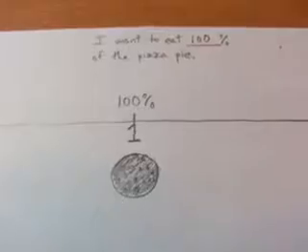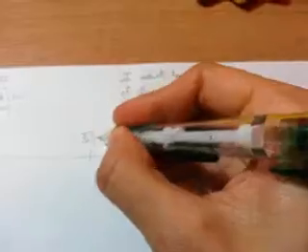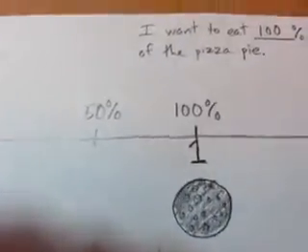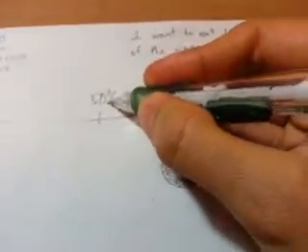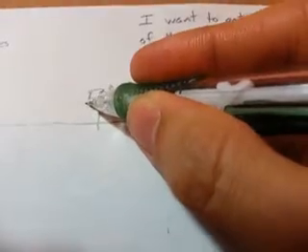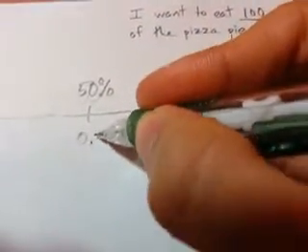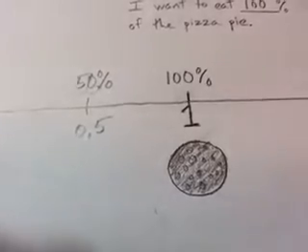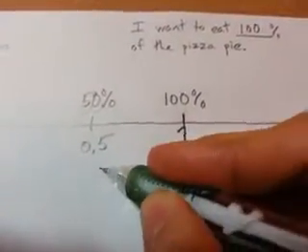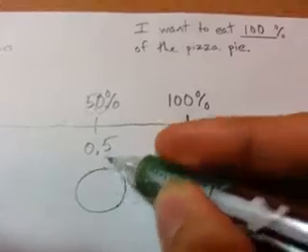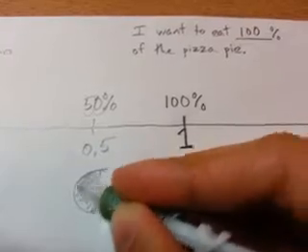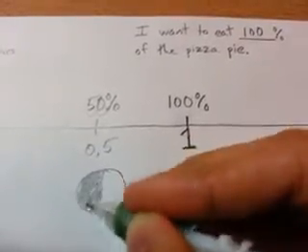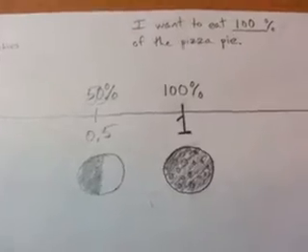Okay, that's easy. Well, what if I said I want only 50%? What is that as a decimal? We just have to move the decimal place to the left twice. And so what's my decimal equivalent? It'll be 0.5. And what does that look like if I draw a diagram? Again, I'm going to draw my circle. And I only want 50% or half of it. So I'm only eating half of my pizza.